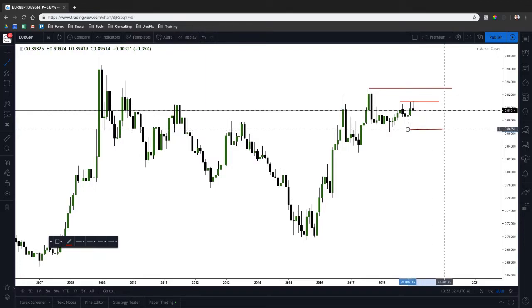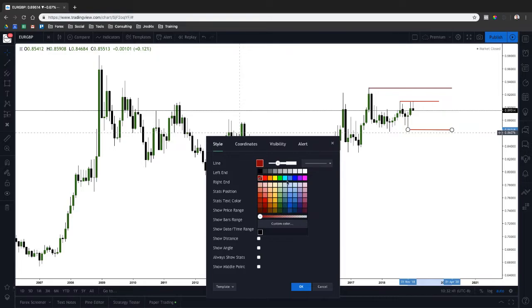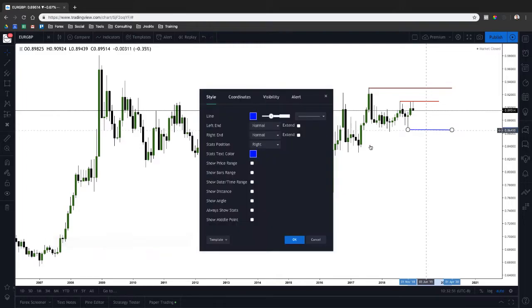Now our invalidation level, or the level in which we'll start looking for lower prices, will be below this low. So this will be blue. That will be a trigger letting me know that's when we're going to start looking for sell setups. The low is 86.55.